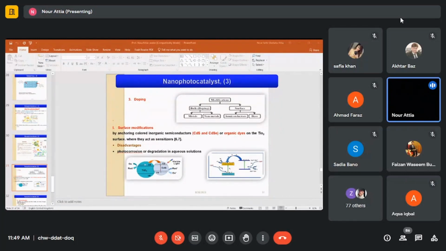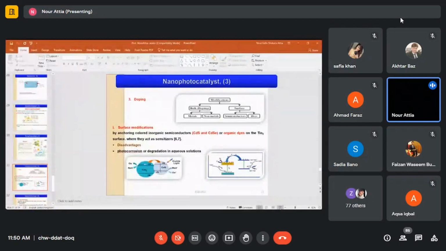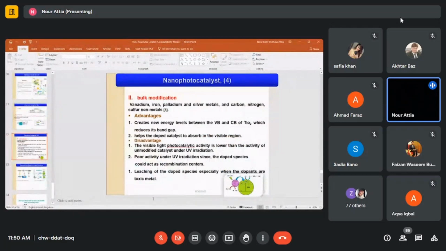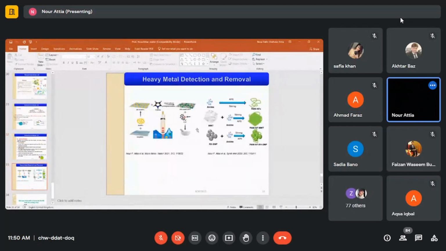To save time and money, you have to use visible light. Visible light means low energy, which means you have to narrow down the band gap. This is a challenge, and many people use doping. There's some chance they will be using cadmium selenide, cadmium sulfide, and organic semiconductors, using modifications, bulk modifications, graphene, and other materials to do that.